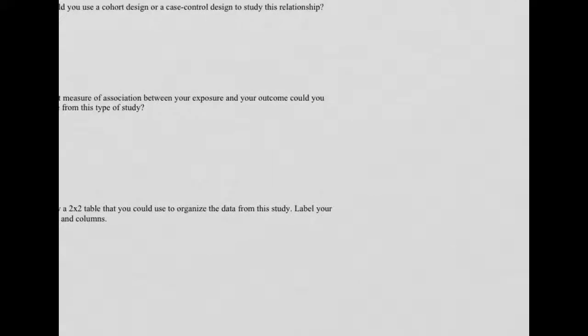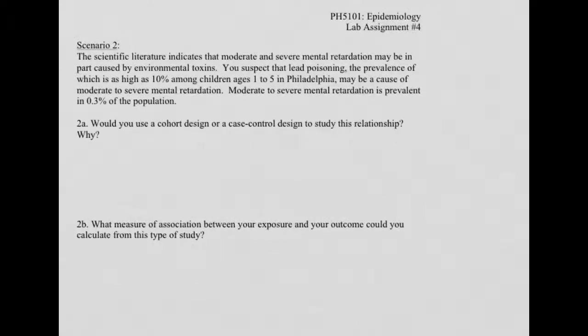Okay. So on to scenario 2. Scenario 2 says the scientific literature indicates that moderate and severe mental retardation may be in part explained by environmental toxins. You suspect that lead poisoning, the prevalence of which is as high as 10% among children ages 1 to 5 in Philadelphia, so there's our exposure, 10% of the population may be exposed, may be the cause of moderate to severe mental retardation. And moderate to severe mental retardation is prevalent in 0.3% of the population.